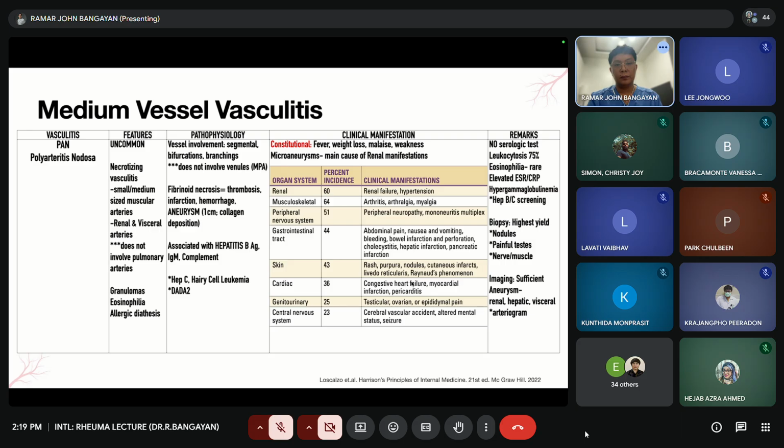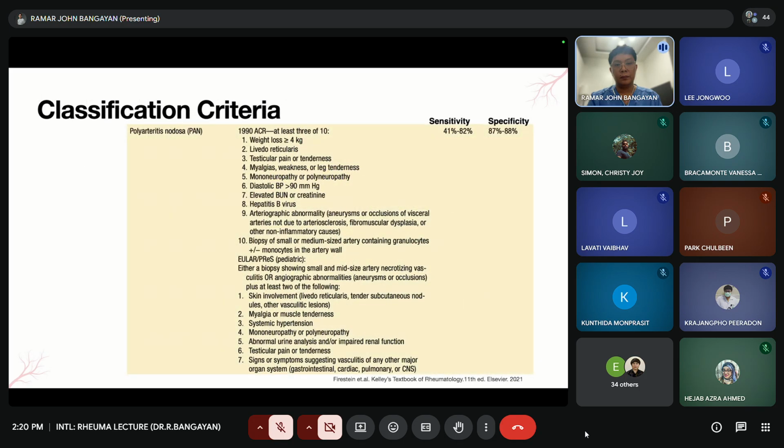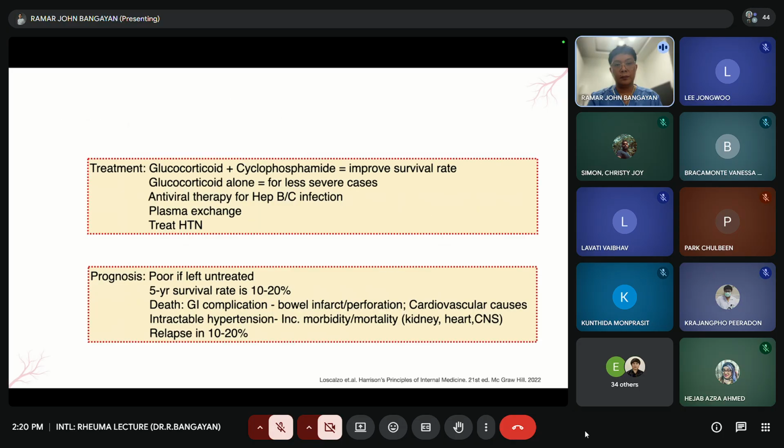Is that clear? So here's your classification criteria. Just read on this one. So the treatment would still be the same as your previous vasculitis. You give glucocorticoids, cyclophosphamide, or other forms of immunosuppression. You treat your hepatitis. Plasma exchange is again a treatment for hepatitis B infection. You treat hypertension if there is involvement of your renal artery. Prognosis is poor: if left untreated, the 5-year survival rate is around 10 to 20%. That's very low. And if there's GI complication, it would present as GI infarction or perforation.